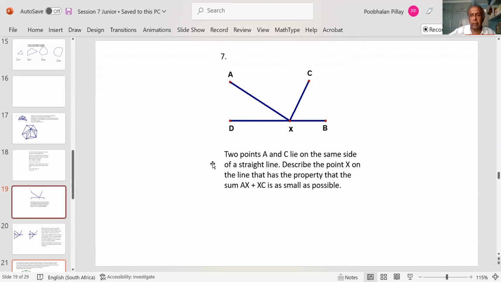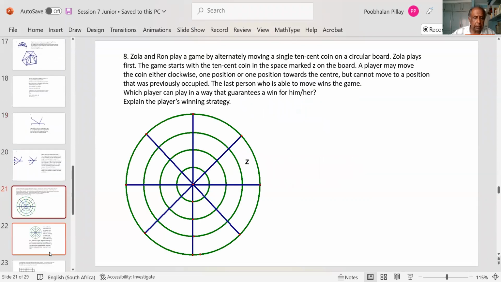So let's get on to the next problem. Let me see, I'm not sure whether I got enough time. So I'm going to just move on to something else. If I got time, I can come back to that.